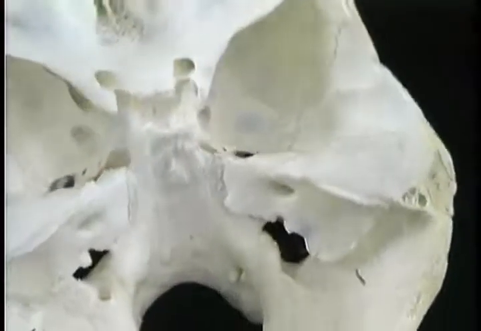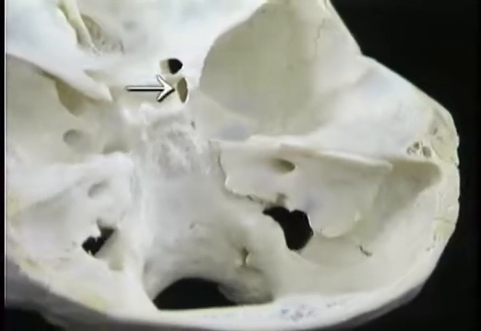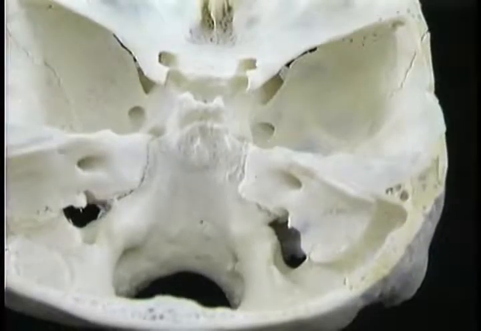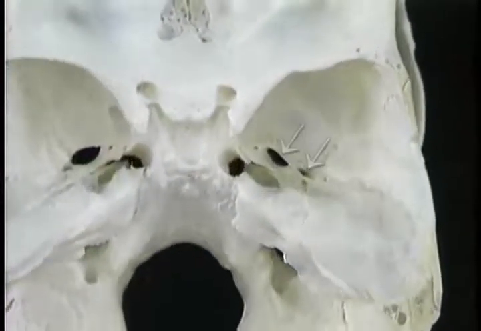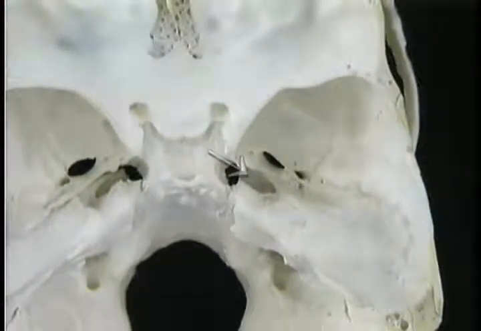Now we'll move on to take a look at the openings in the floor of the anterior and middle cranial fossa that we saw earlier. We'll look at three openings that pass forwards, two openings that pass downwards, and one that, in spite of appearances, passes obliquely backwards. We'll start with the ones that pass forwards.